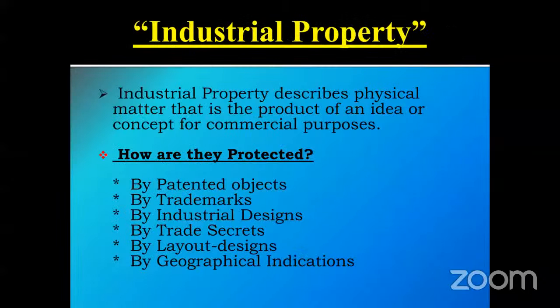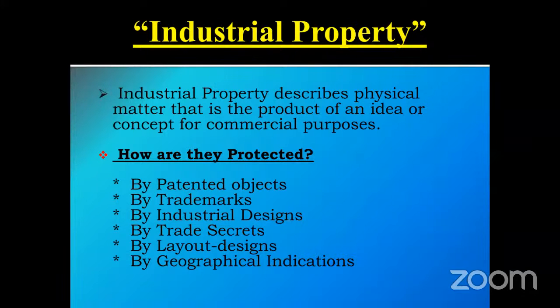So what is the industrial property? What actually is the industrial property? It describes the physical matter that is the product of an idea or concept for commercial purpose. Okay, so when we talk about the intellectual, it means it's a product of an idea. So industrial property describes the physical matter that is the product of an idea or concept for human purposes. So how are they protected? It may be protected by the patent.